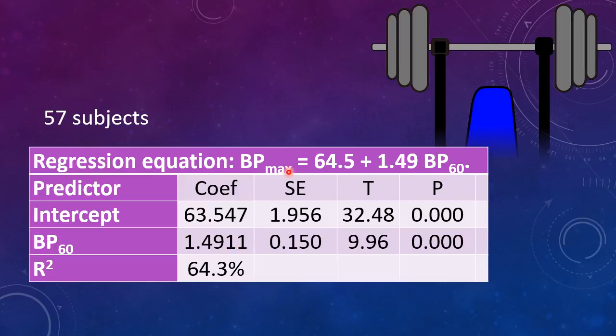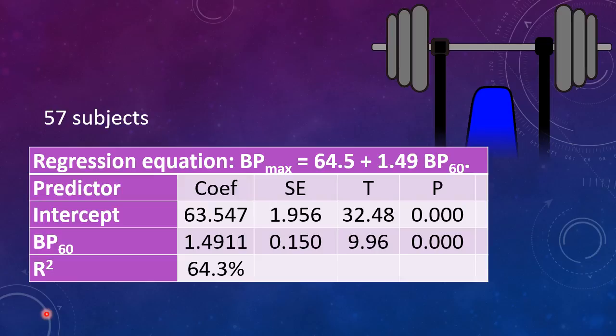The computer output also gives the standard error for each estimate, so we don't have to calculate that by hand. Here, we're only interested in the standard error for the slope, which is 0.150. Very helpfully, the computer has also calculated the test statistic t for us as well. The test statistic was found by taking the estimate and dividing by the standard error. That gives us 9.96. There were 57 athletes in this sample, so the test statistic has a t-distribution with 55 degrees of freedom. That's the sample size minus 2.